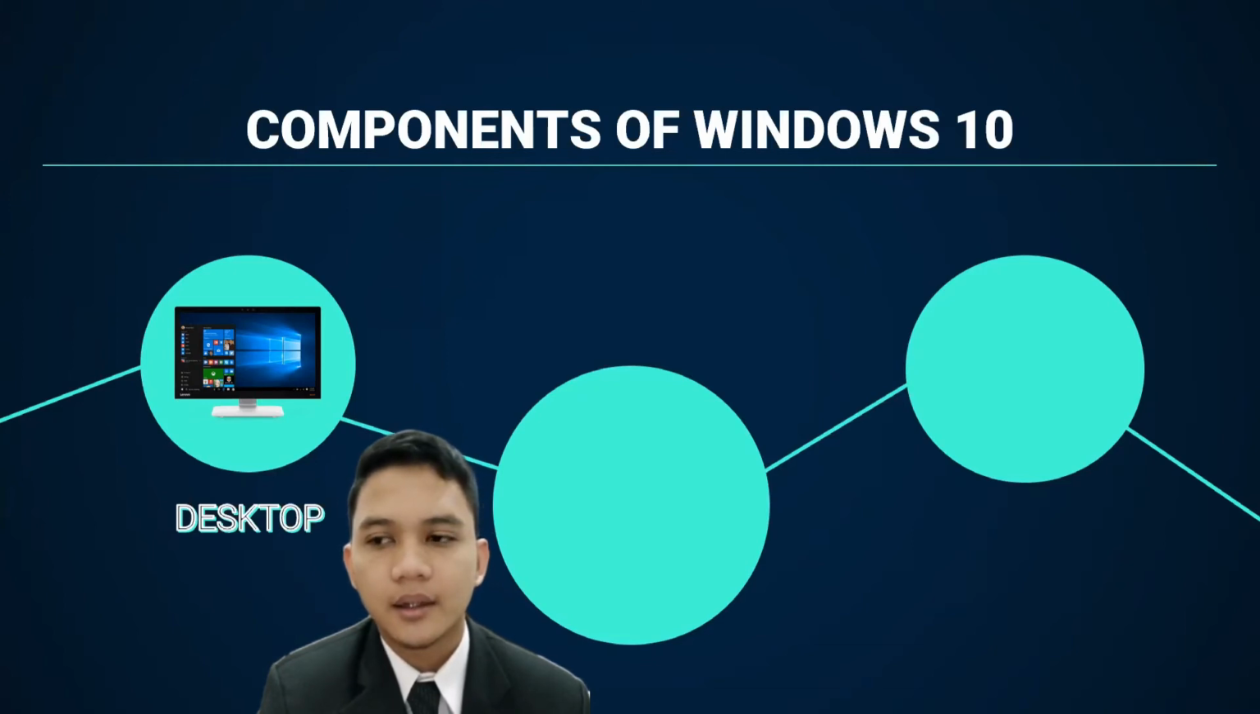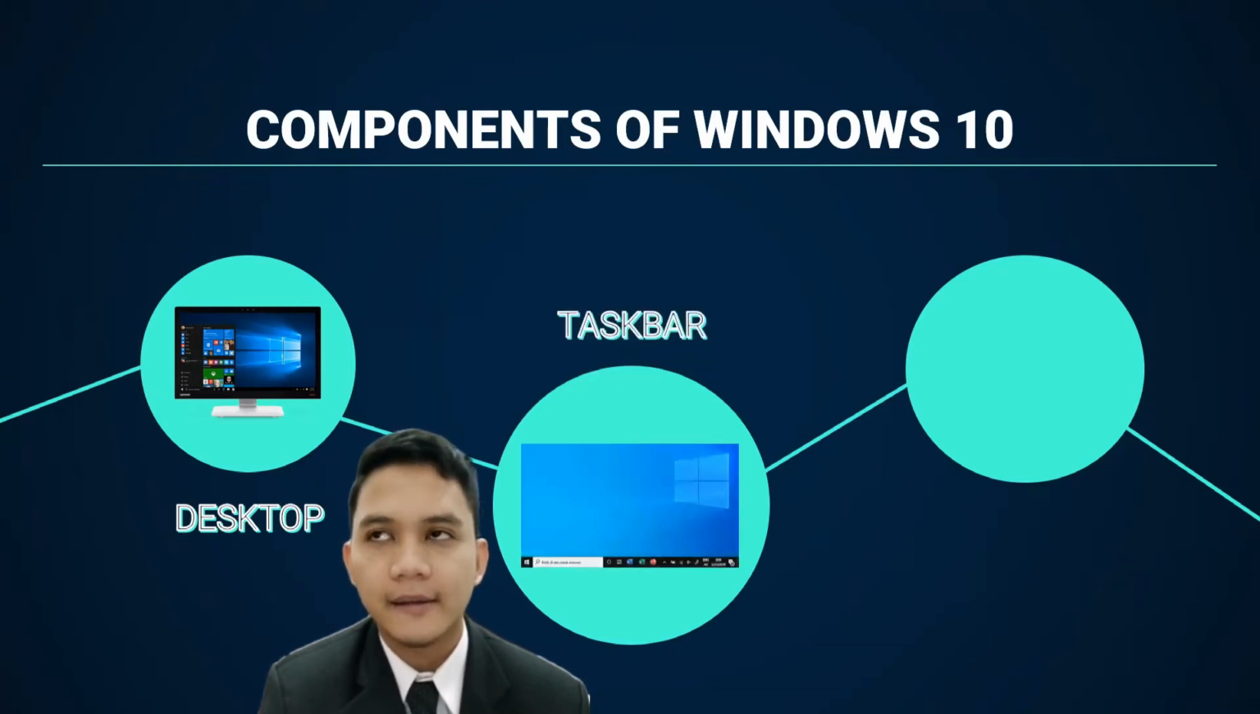And the next component is taskbar. Taskbar is a simple row at the very bottom of the screen where all currently open files or applications are listed, and the last is start menu.